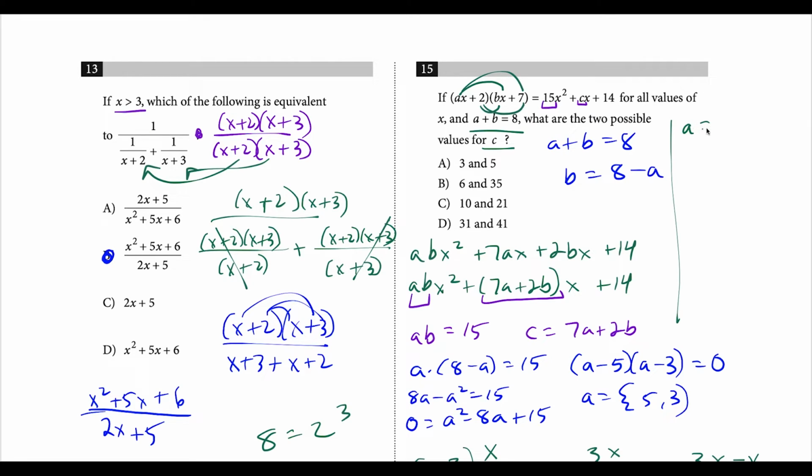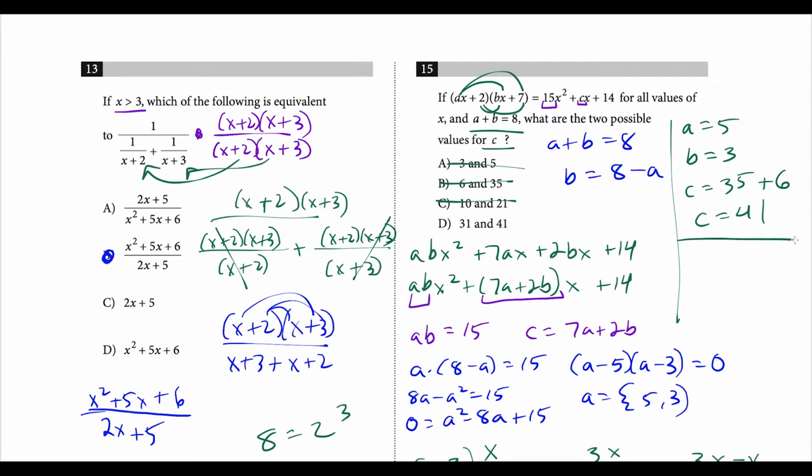If a is equal to 5, well, a times b equals 15. So a equals 5 means b is equal to 3. And if this is the case, solving for c, we just plug into this. That means c is equal to 7 times 5 is 35, plus 2 times b equals 3 is 6. So c would equal 41. So right away, I'm seeing all these answer choices are canceling out because this is the only one with 41.